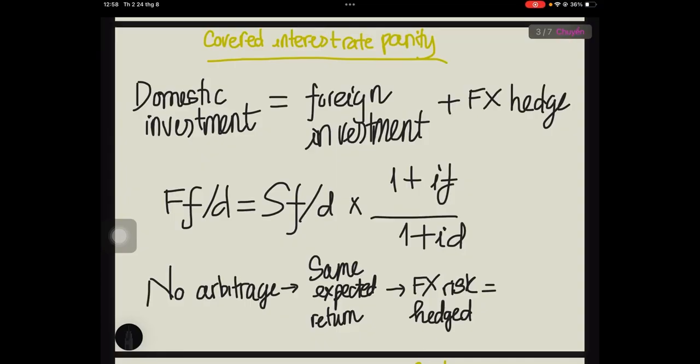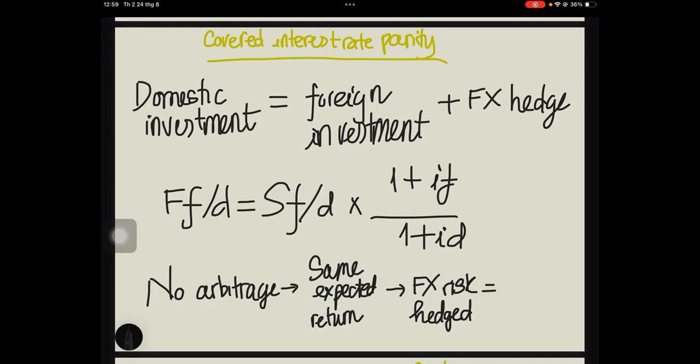Let's start with covered interest rate parity, or CIP. The intuition is extremely simple. Suppose you are an investor in country D. You have two choices. You can invest your money domestically, or you can convert your money into foreign currency, invest it abroad, and then convert the money back later. But there is one problem: exchange rate risk. The foreign currency might appreciate or it might depreciate. So what if you eliminate that risk using a forward contract? Now the investment becomes much more interesting.